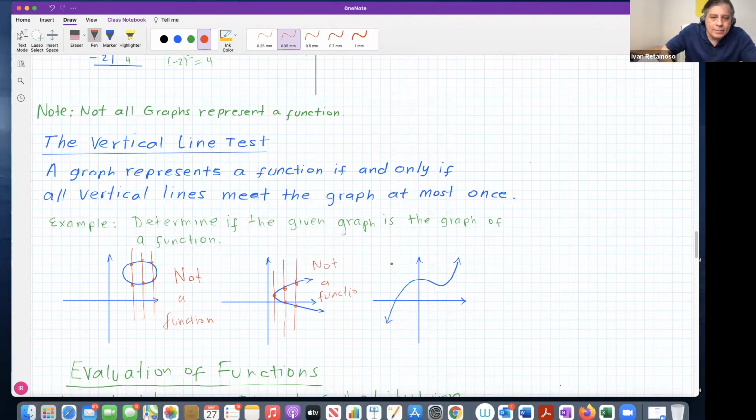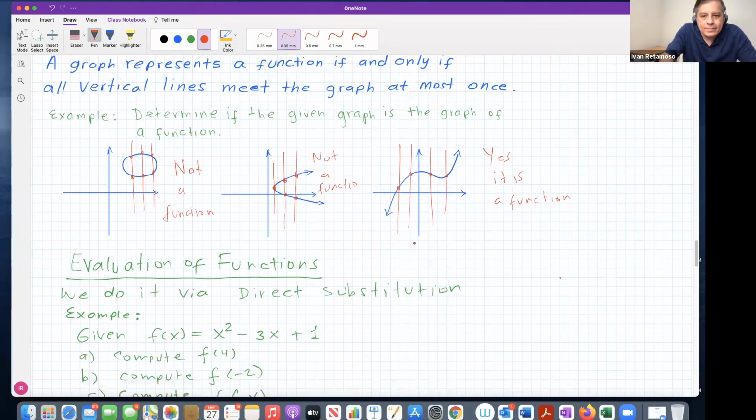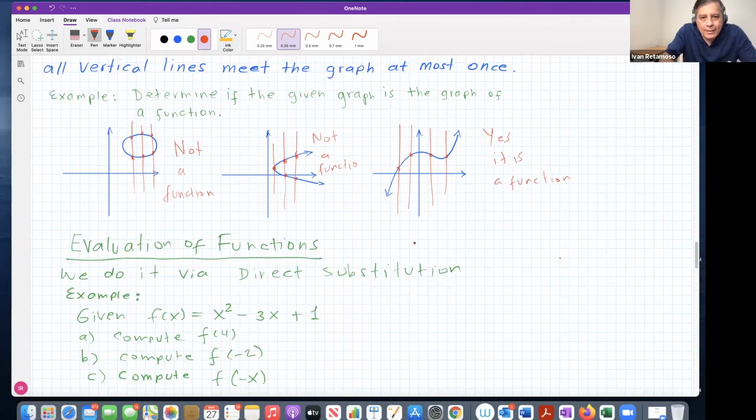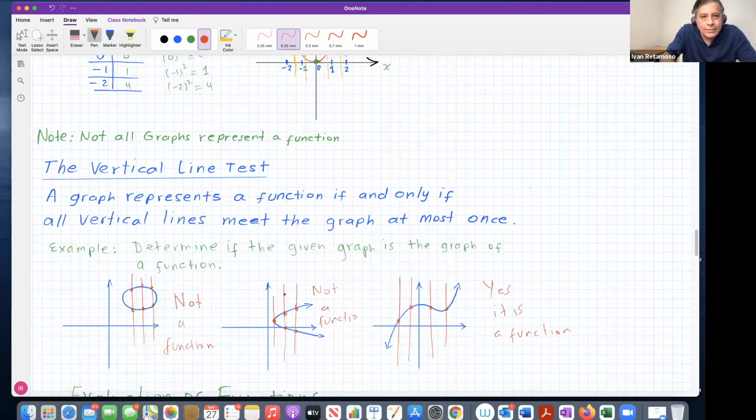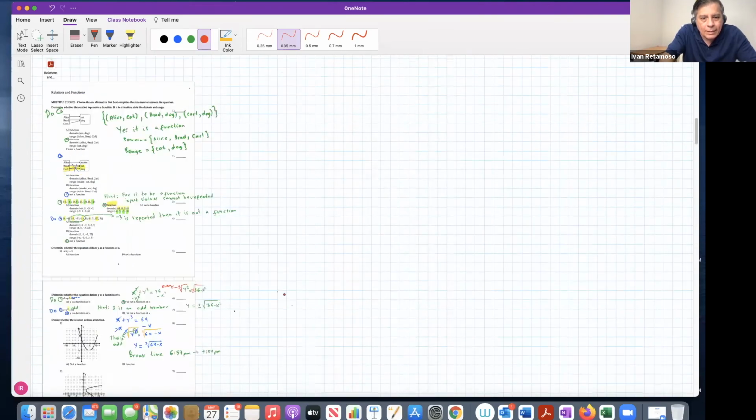I get this one, the third graph, and they're asking me to determine if it's a function. Well, apply your vertical line test. Notice no matter what vertical line I draw, they all meet the graph only once, right? So this one, yes, it is a function. All right, so vertical line test. Now, quickly apply this vertical line test so we can go over the evaluation of functions. So I'm going to give you some examples quickly and we will move on.